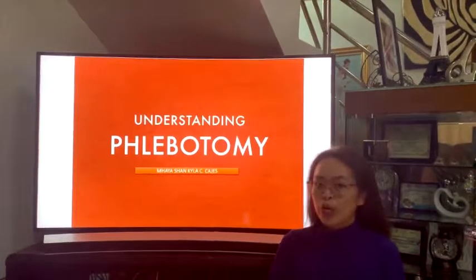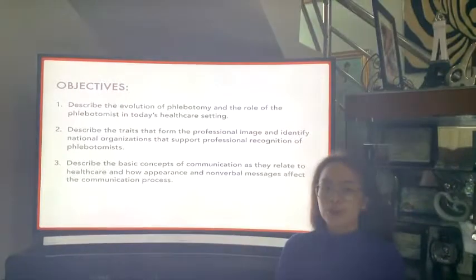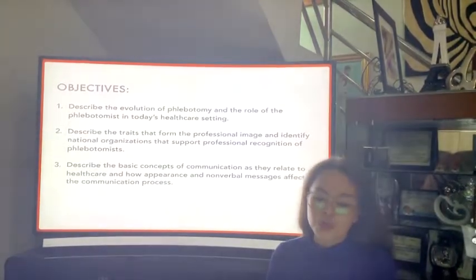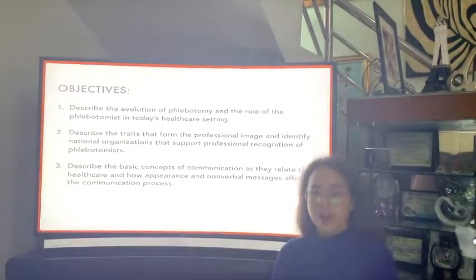Good morning everyone. Our lesson for today is understanding phlebotomy. First we have our three objectives. The first is to describe the evolution of phlebotomy and the role of phlebotomists in today's healthcare setting.